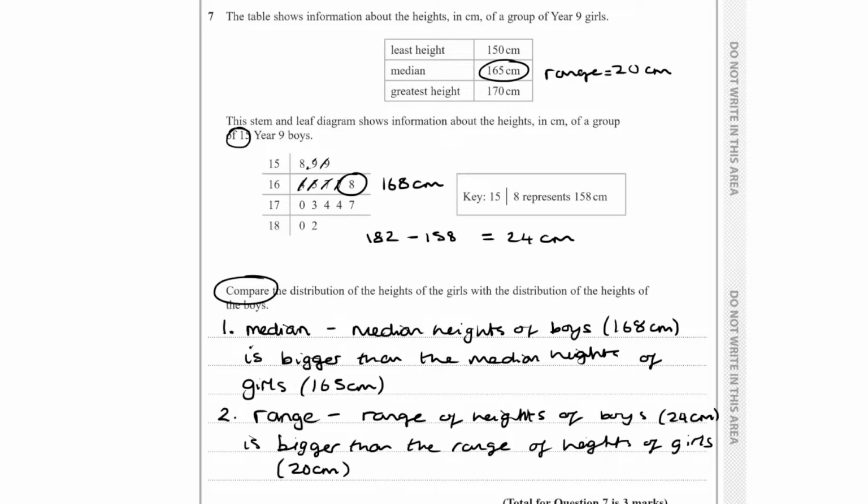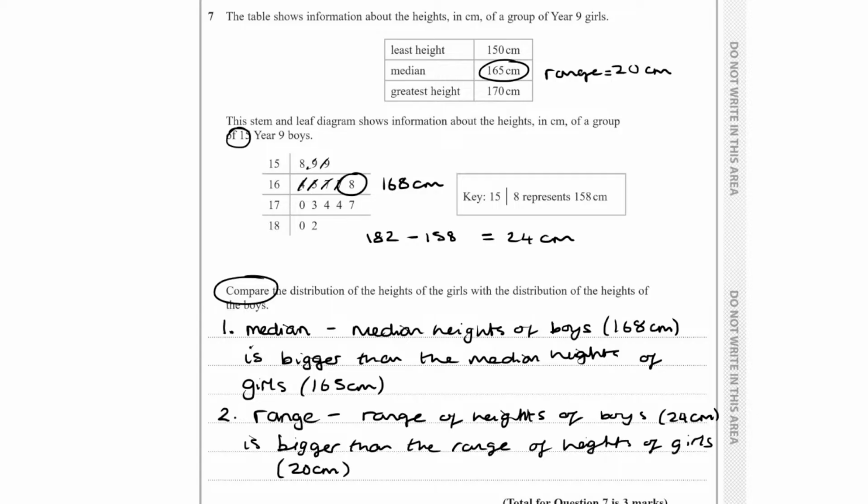Get the mark scheme up, because they obviously give you examples. This is why I say it's quite handy to look at the mark scheme as well, so that you know what your exam board would accept and what they wouldn't. So hang on, what have they said in the mark scheme? The first mark is for identification of the range of the girls, which is 20, or the range of the boys, which is 24, or the median 168 for the boys.